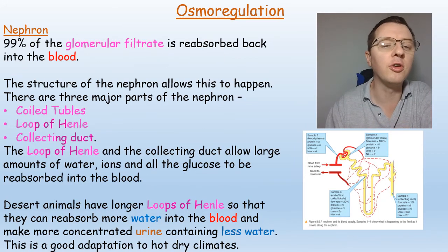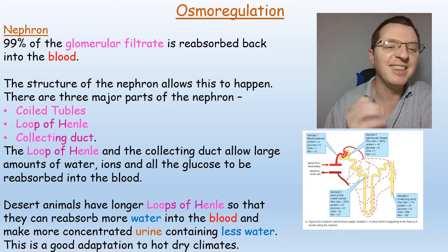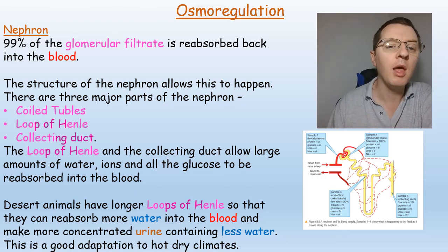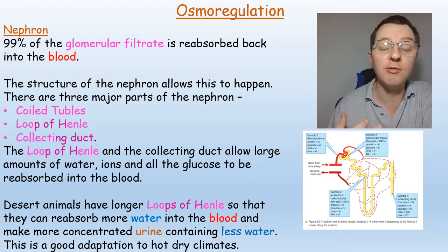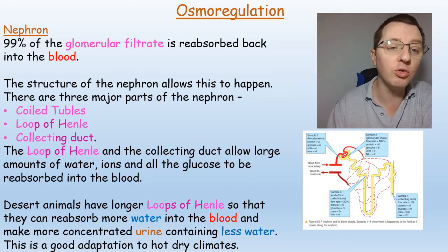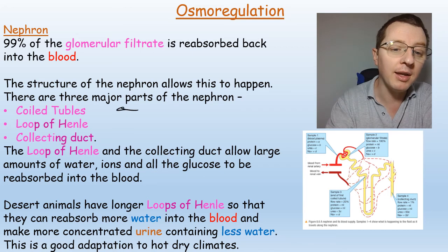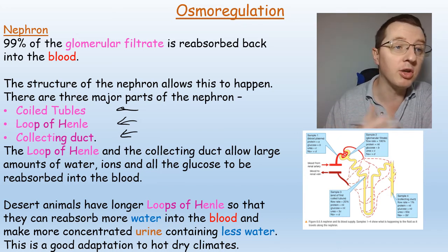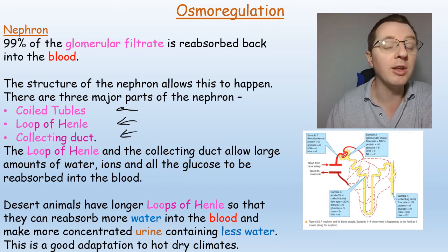It's important to consider that this glomerular filtrate, 99% of it will be reabsorbed back into the blood. And the structures of the nephron that are going to allow that to happen are the coiled tubules, the loop of Henle and the collecting duct. And you'll notice that I've colour coded them so that you can see where they occur within the cortex and the medulla.